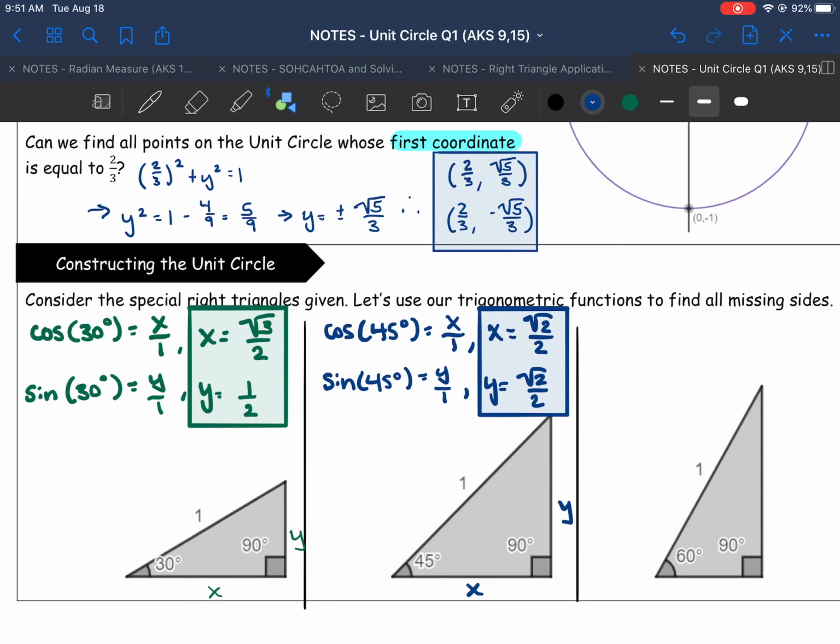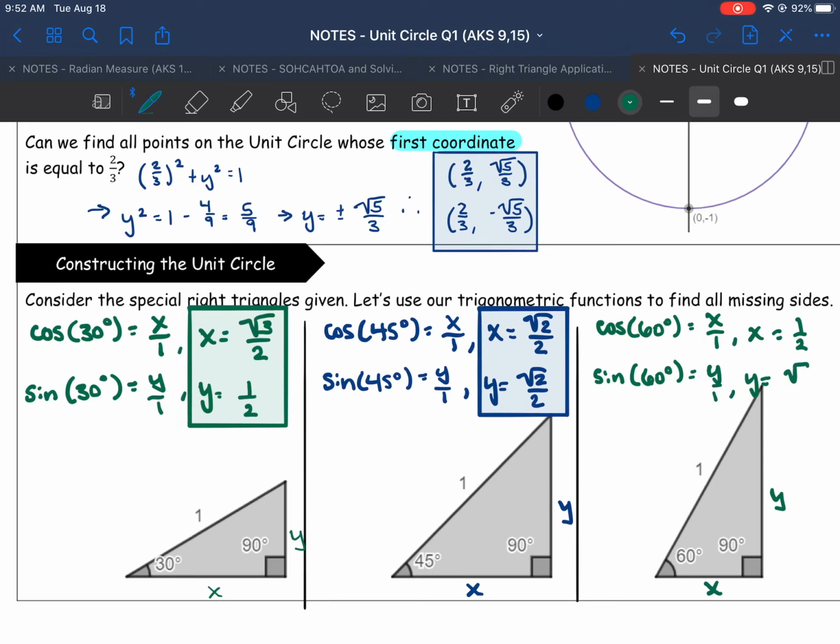All right. And then next, let's consider this third triangle, which is a 30, 60, 90 triangle. Again, let's call this leg x and this leg y. If I were to take the cosine of 60 degrees, that would be the adjacent leg x divided by 1, which would tell us that x is equal to 1/2 after simplifying. And if we were to take the sine of 60 degrees, that would be the opposite leg y divided by the hypotenuse 1. After getting an exact answer, y is equal to square root of 3/2.